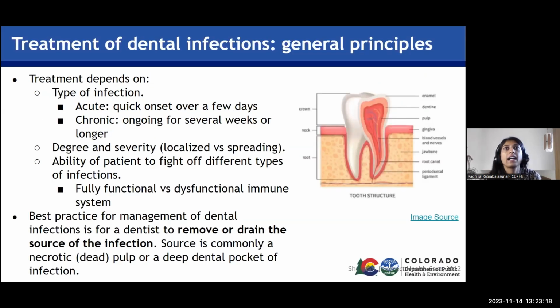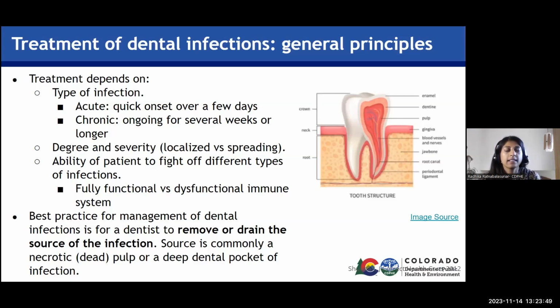So looking at the treatment of dental infections and some general principles here. Treatment is going to depend on the type of infection. When we look at the acute phase, that's going to mean a quick onset over a few days, versus when we look at chronic, that's going to be more ongoing for several weeks or longer. Then we look at the degree and severity. Is this a localized infection or is it spreading?